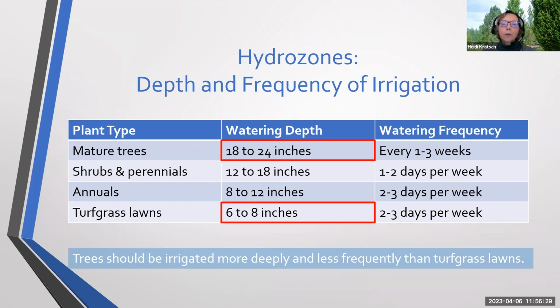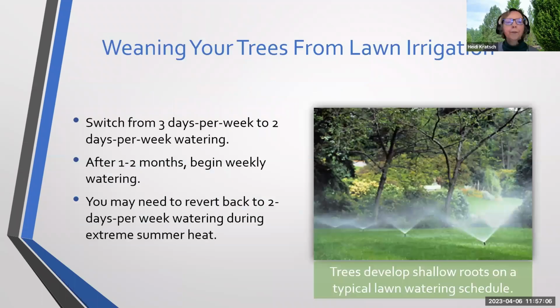In the right column, you see watering frequency, which depends on air temperature. The frequencies listed here should be accurate for most of the growing season. The frequency should be increased to the higher amount during exceptional heat, when it's really hot in the summer, and decreased during the cooler times of the year. But really the whole point of this table is to show you that trees are irrigated more deeply and less frequently than turf grass lawns. And that's why they need to be in a separate hydrozone.